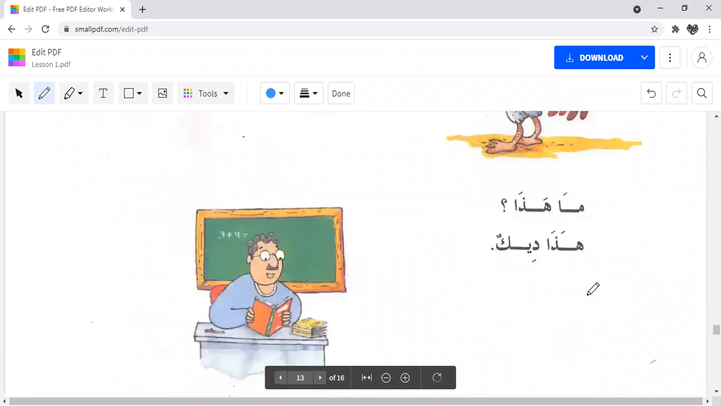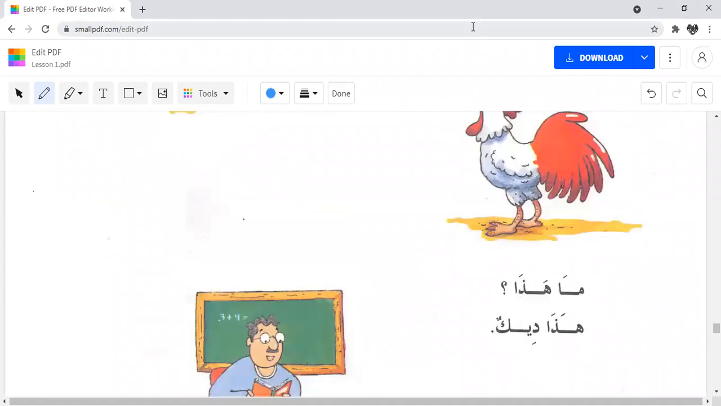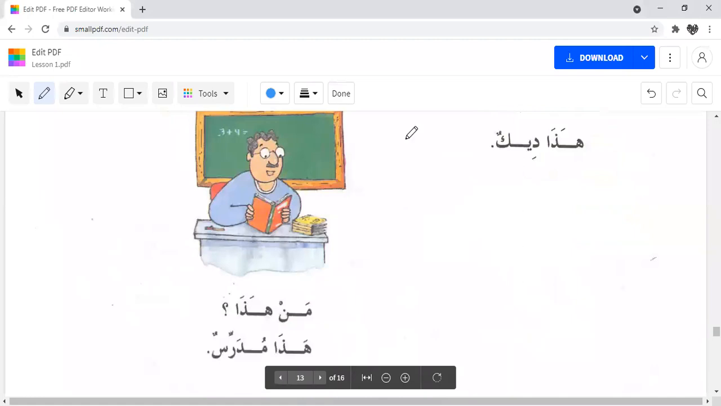Can you see here? Layla? Yeah. Can you please read this? Ma hada. What is this? Hada deekun. This is a hen. This is a rooster. Deekun is rooster, okay? Okay, sorry. Thank you. That's fine. We're all here to learn, right?